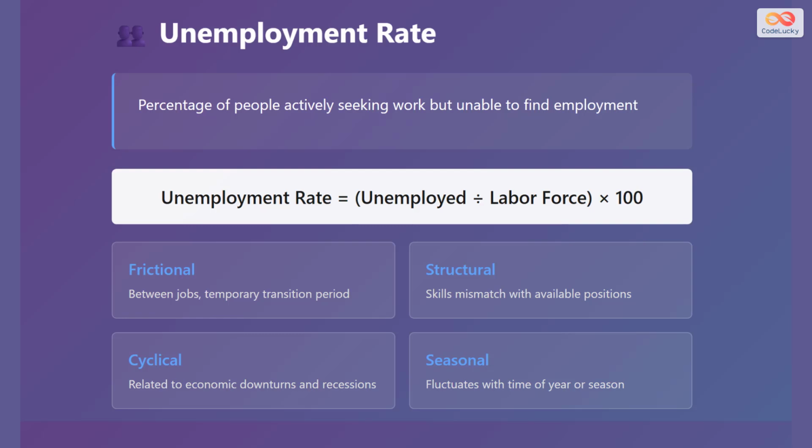The second key indicator is the unemployment rate. This measures the percentage of people in the labor force who are actively seeking work but unable to find employment. The formula is simple. Unemployment rate equals the number of unemployed people divided by the total labor force, multiplied by 100. There are 4 main types of unemployment. Frictional unemployment occurs when people are between jobs during a transition period. Structural unemployment happens when there's a skills mismatch with available positions. Cyclical unemployment relates to economic downturns and recessions. And seasonal unemployment fluctuates with the time of year, like reduced construction work in winter.